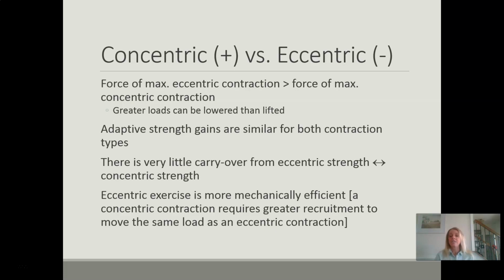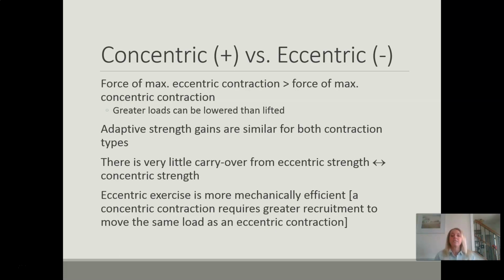Typically, when we're looking at concentric versus eccentric exercising, the force of a maximum eccentric contraction is going to be greater than the force of a maximum concentric contraction. Always remember this: it's easier to lower a heavy load to the floor than it is to lift it up off the floor. Think about that heavy suitcase that you're trying to get into the overhead bin on an airplane, right? It's going to be easier to pull it out and lower it down to the ground versus lifting it up and getting it in there. So the lowering down would be eccentric, the lifting it up would be concentric. So we can control greater loads eccentrically than we can concentrically.